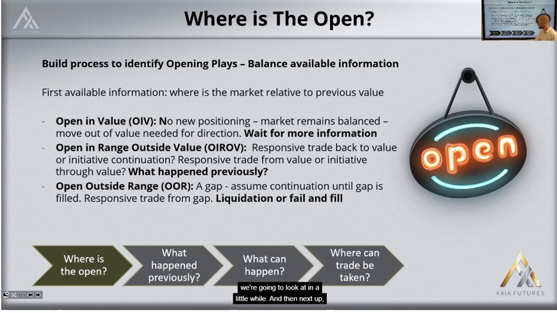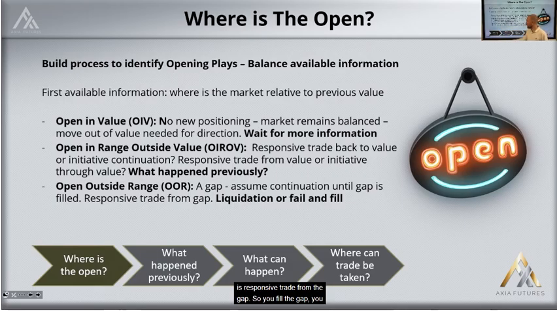And then next up, you have open outside of range. Nice and simple, this is a gap. So you're opening with a gap. First thing to think is assume continuation. You open with a gap up, you assume that this is bullish. The market being able to gap, it's clearly got reason to gap up there. And as a result, is telling you that this is a bullish market. It hasn't even traded there, it's opened there. That's a very bullish signal. So let's just assume we're on a gap up. You assume continuation until the gap is filled. We've talked about this previously.